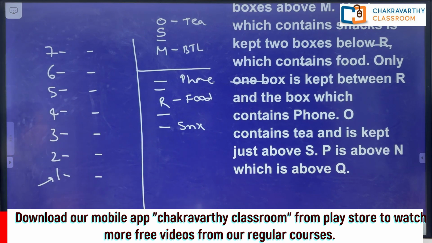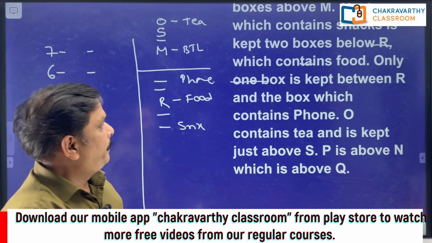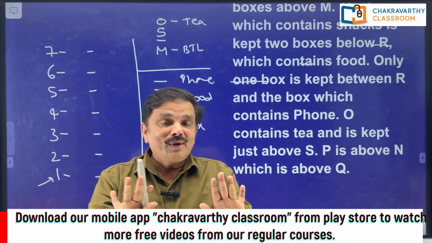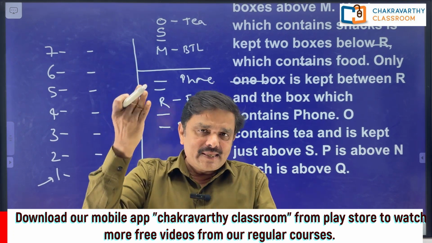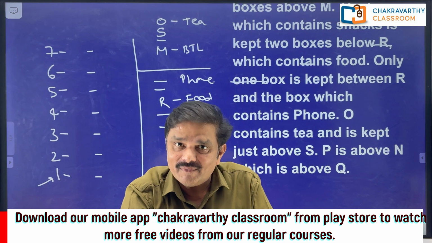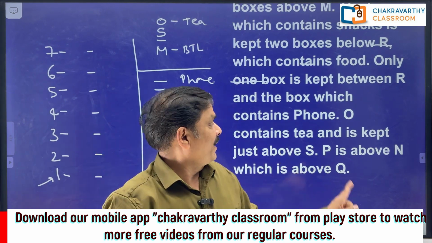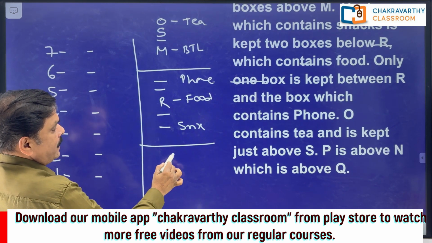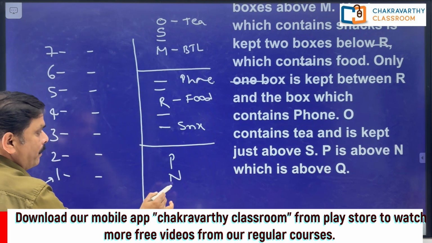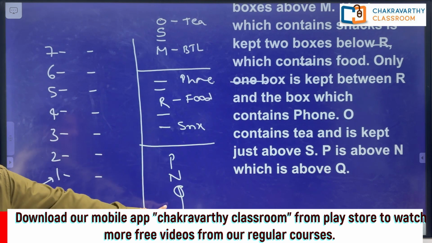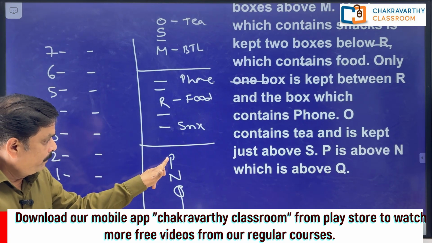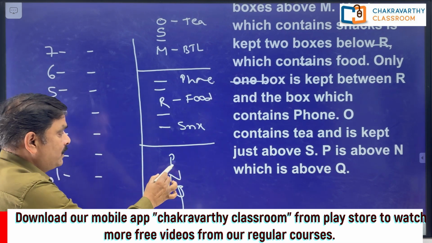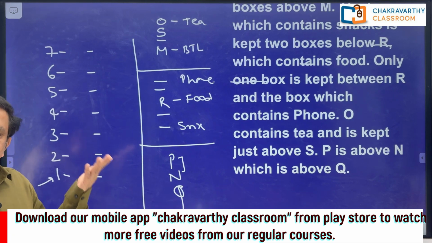All right, what's the next information they have given here? P is above N. Now you see this information. They have not given P is just above N. P is above N means somewhere above N, P will come. Maybe immediately, may not be. Now P is above N, which is above Q. Another information here. I have to maintain this order. This order does not mean that immediately below P, N will come, or immediately below N, Q will come. Maybe, may not be. Between these two, 1 or 2 boxes may come, 3 boxes, whatever it may be.